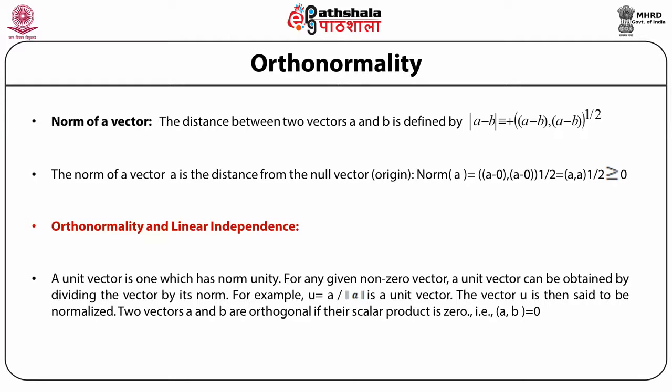If we have two vectors A and B, then the two vectors are said to be orthogonal if their scalar product is 0. That means that if the scalar or the inner product of the vectors A and B is equal to 0, then the two vectors are said to be orthogonal.